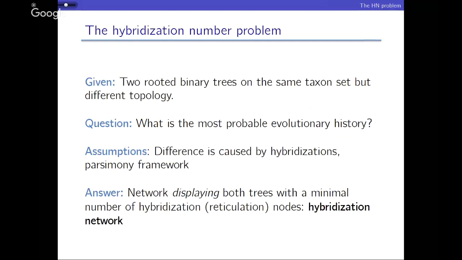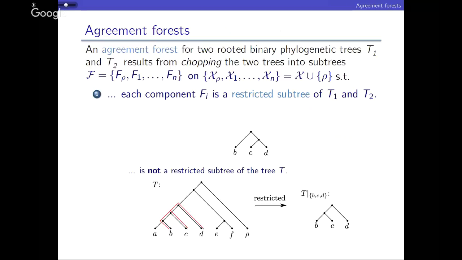To solve this problem, we often use the agreement forest model. An agreement forest is, roughly speaking, the result of chopping the two trees into subtrees, such that each subtree is a restricted subtree of T1 and T2. When I say restricted subtree, it's just that this subtree agrees with both T1 and T2. So here, for example, we may ask if this small subtree is a restricted subtree of the tree T. If we focus on the labels B, C, D here and restrict our attention to this, the topology of T restricted to BCD is different from the topology of the subtree. So the subtree is not a restricted subtree of T. It can't be part of an agreement forest for T.